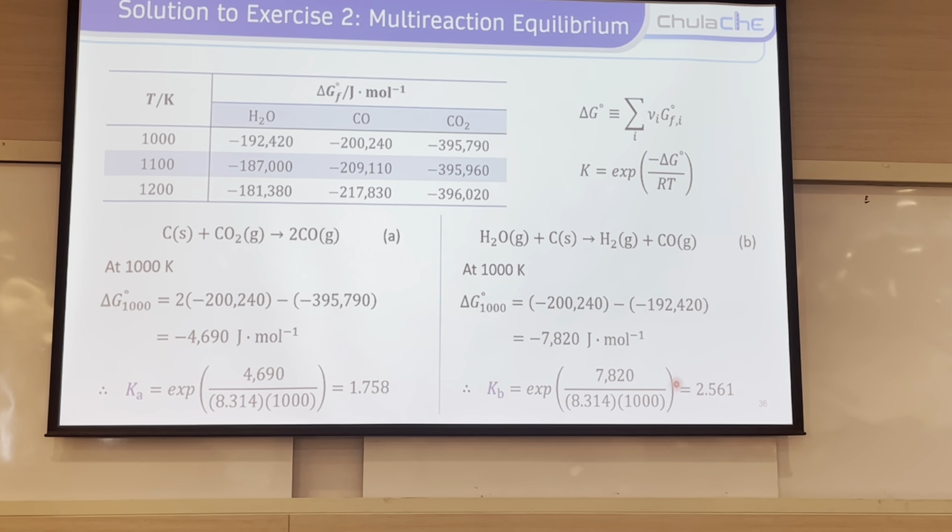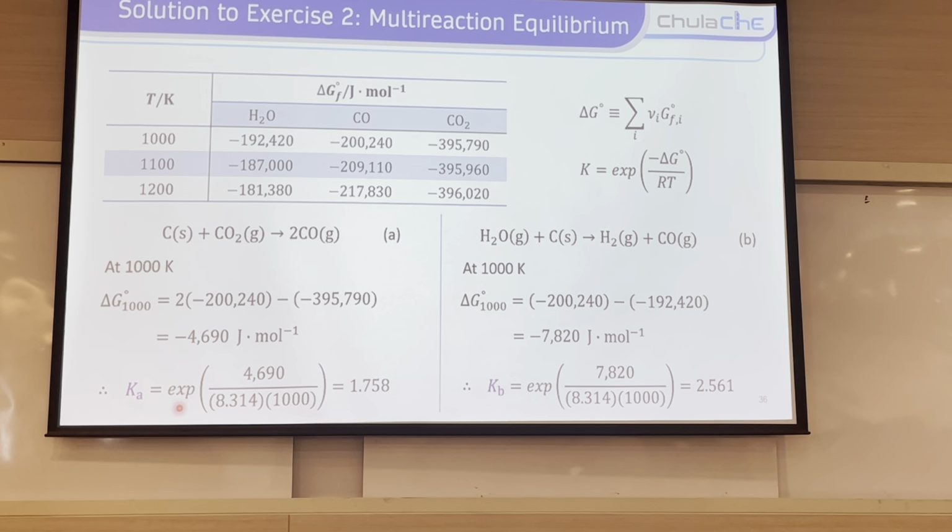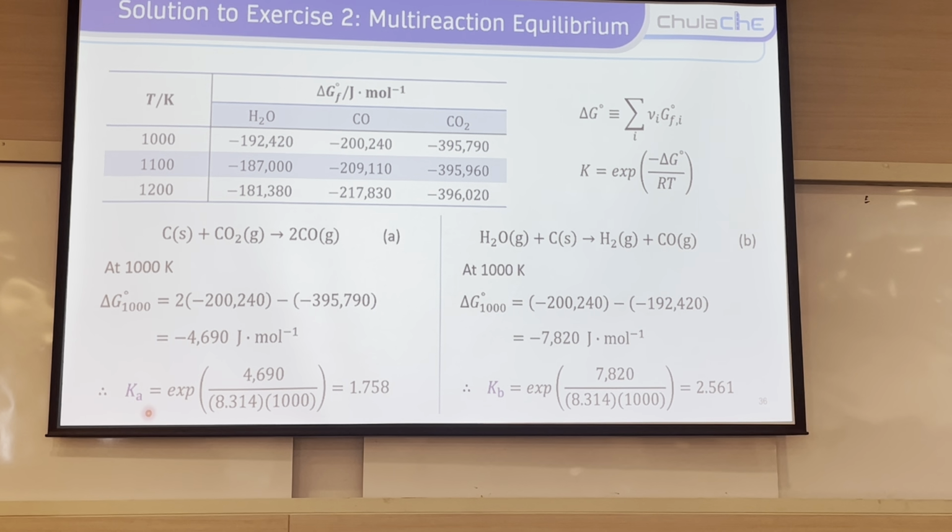So, yeah, this is the example of how to determine the equilibrium constant for reactions A and B. For these reactions A and B, you can calculate the equilibrium constant directly using the standard Gibbs energy change of formation of each species that exists in the chemical reaction.